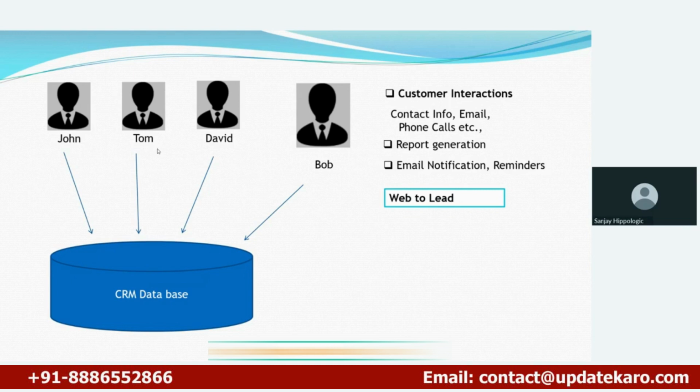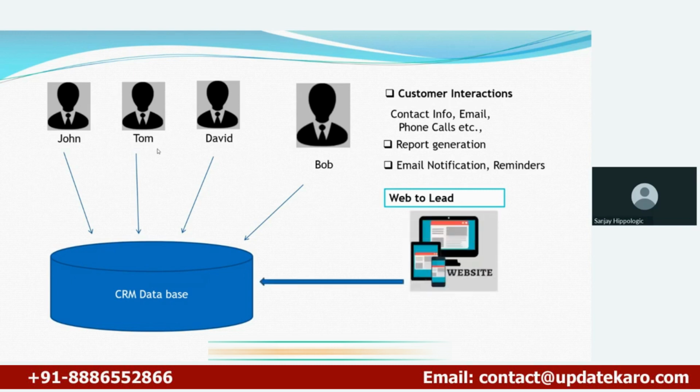For example, there is something called web to lead. That means in your website you can put a small form saying, "If you're interested in the product, please fill out this form with your name, phone number and email." When you fill it up on the main website, it will directly connect to the Salesforce CRM and store the information. That's called web to lead. From the website directly to the CRM, you have that information as your lead. So you'll have to approach that lead and try to convert that lead to a customer.